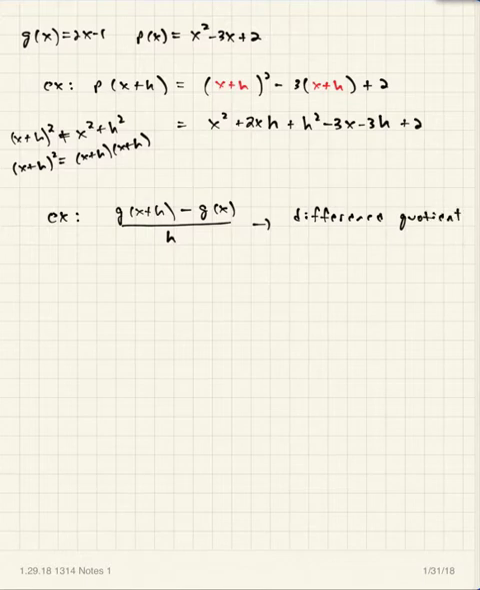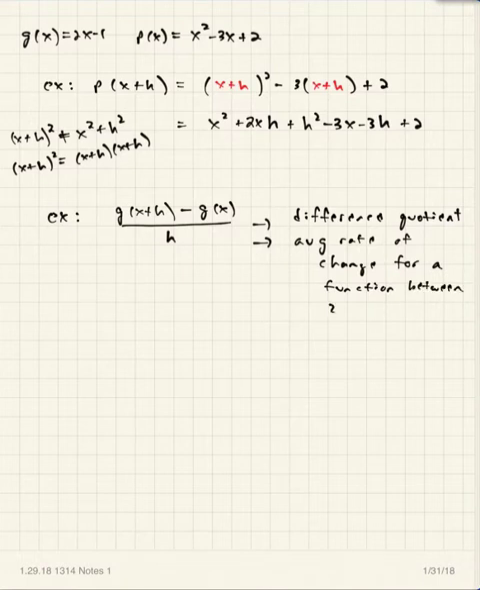And the one thing that the difference quotient gives you, and you may see this referred to in WebAssign possibly, is it gives you the average rate of change for a function between two x values. So if you see them referring in the textbook to the average rate of change, you're talking about a difference quotient.